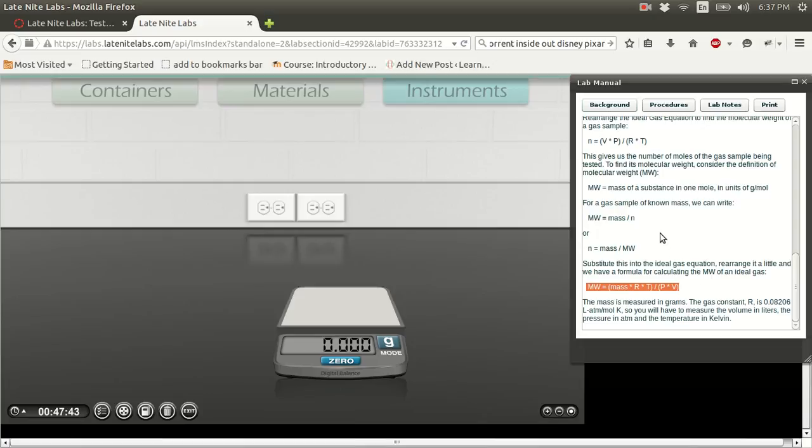I prefer the more step-by-step approach, but that's just me.